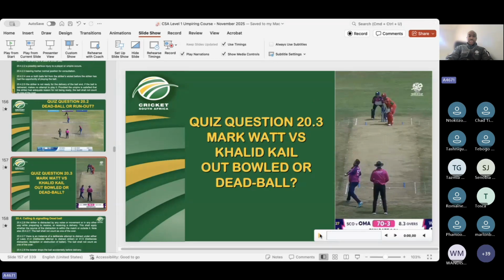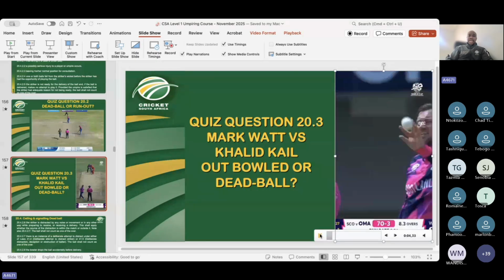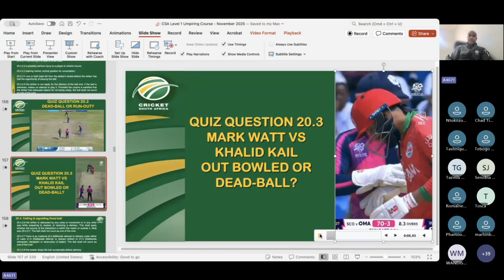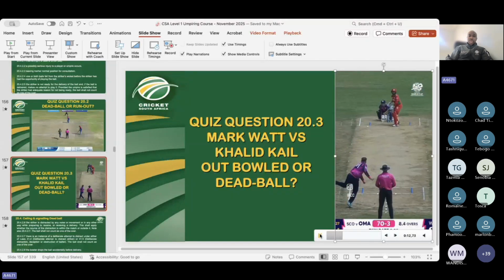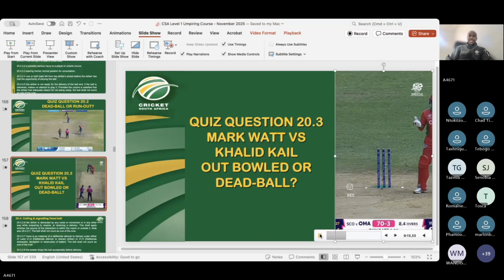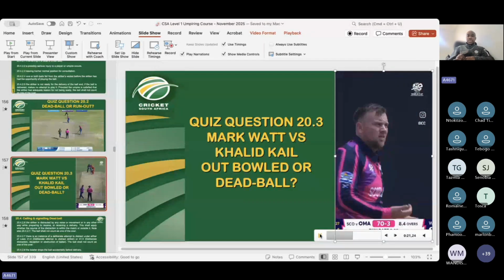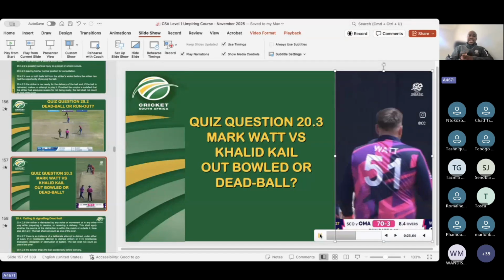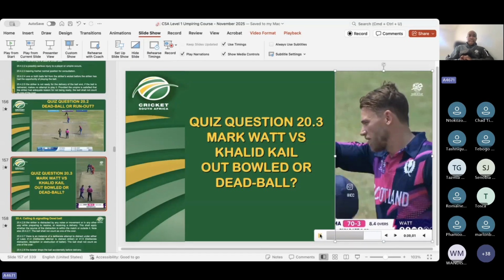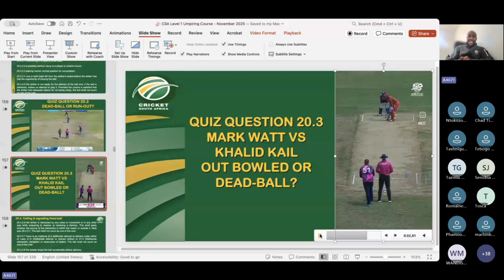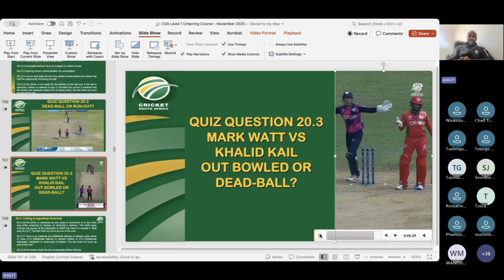Last quiz question that we need to answer. Mark Watts tries to catch Khalid Kale unprepared and not ready. And he does it not once, but twice in the same over. And the umpire here has called and signaled dead ball. Is this out bowled or is this a dead ball? The umpire has seen by the batter's reaction walking away that they were not ready for that delivery.